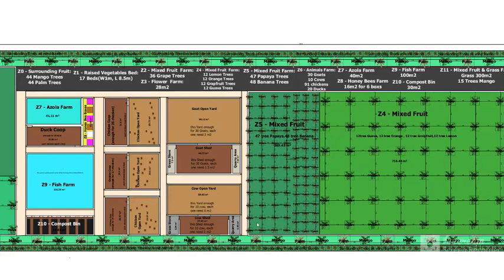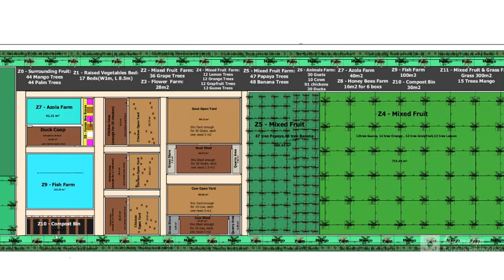Zone 10 is the compost bin, because we have a lot of goats and a lot of chickens and a lot of ducks and a lot of cows. We can produce compost here, and also we have a lot of trees.